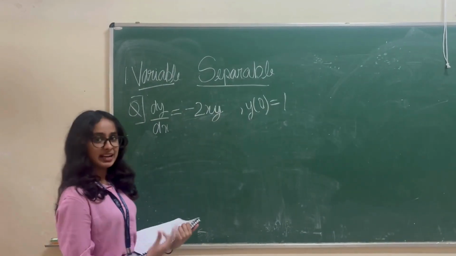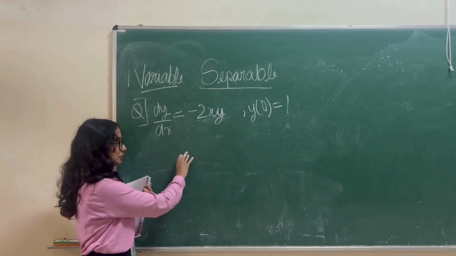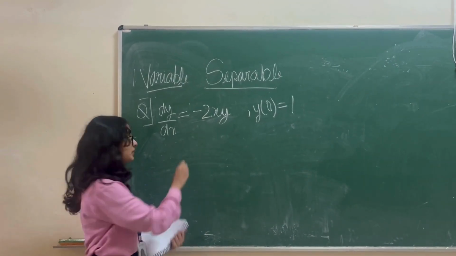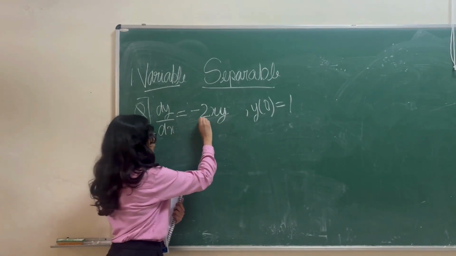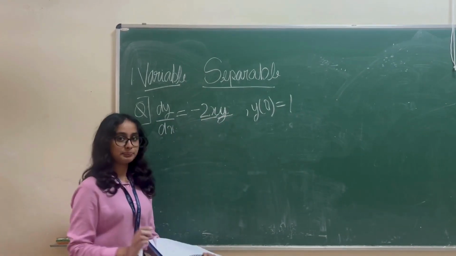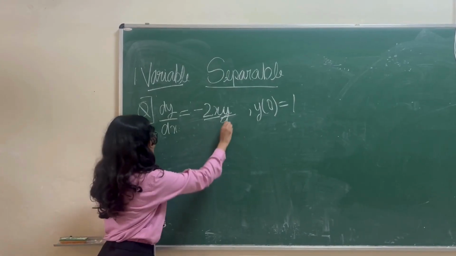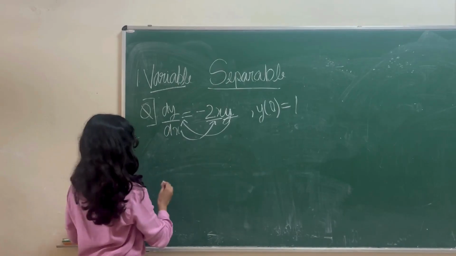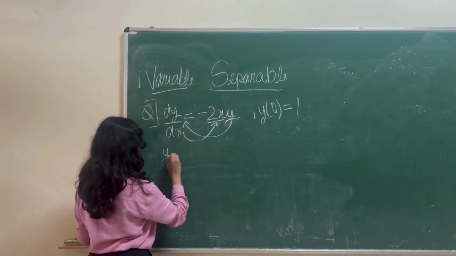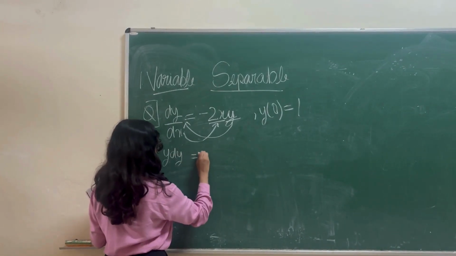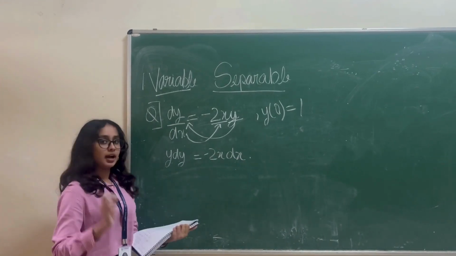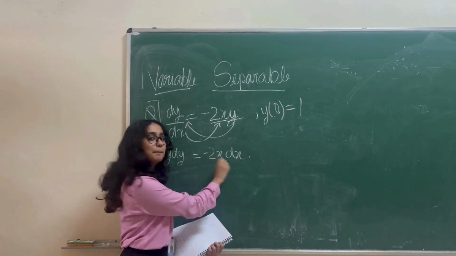Okay, now we have a fairly simple question on variable separable. We can identify that this question is in the form of variable separable since dy by dx is equal to f of x into g of y. So our first step is moving y to our left hand side and all the other terms to our right hand side. So let's do that. 1 by y dy is equal to minus 2x dx. Our next step is to integrate both sides.